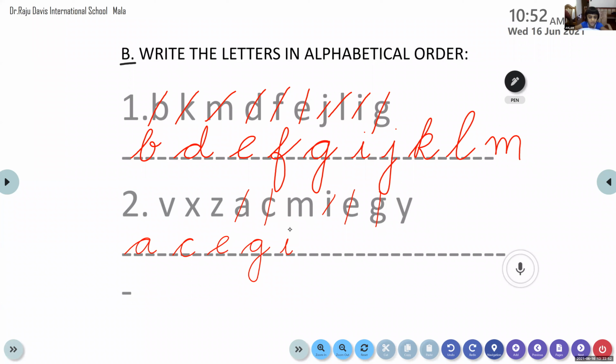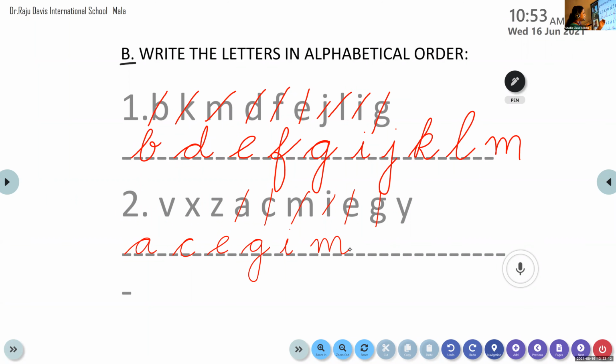L. Is L there? No. L also says, I'm not there. Then M. Very good. M says, yes, I'm here. Catch me. Yes, we have caught M now. So A, C, E, G, I, M.